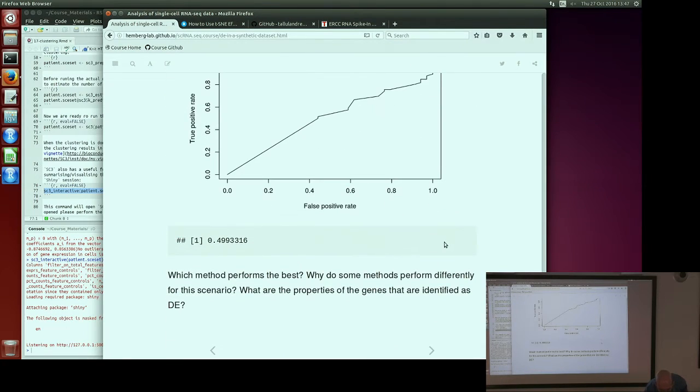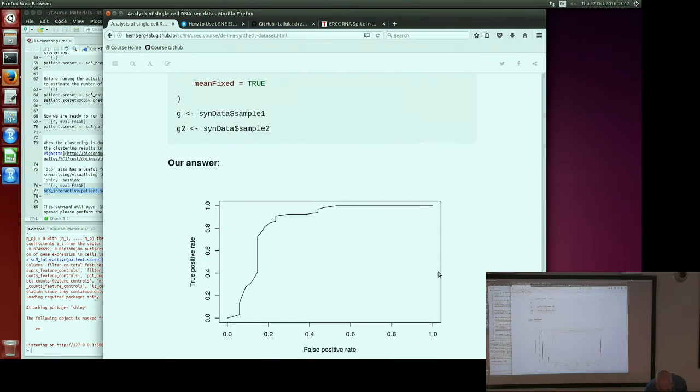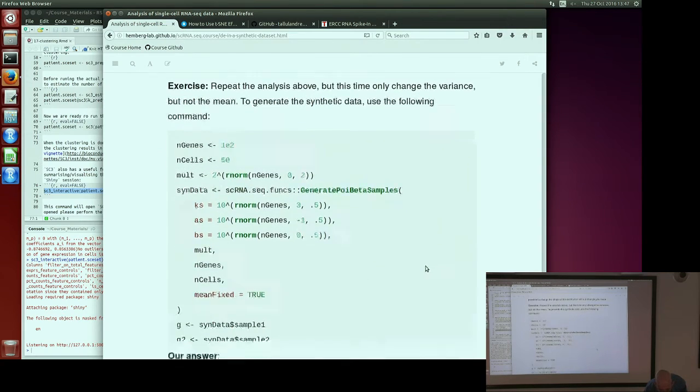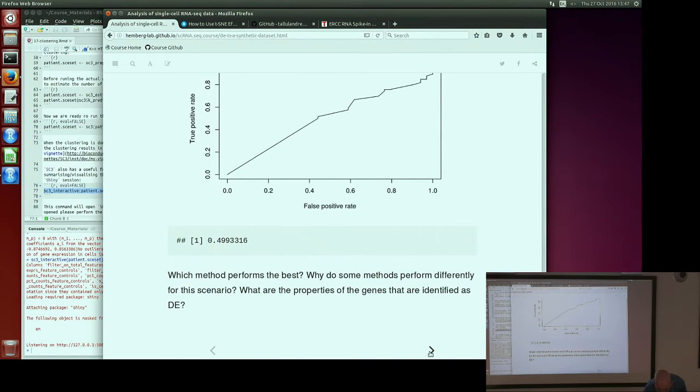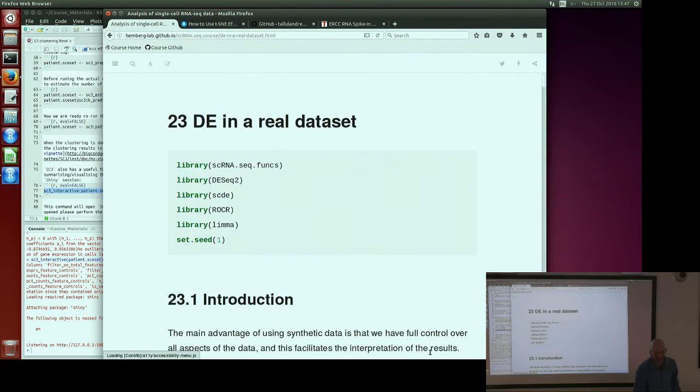So we have an exercise on that bit. I think I will proceed to looking at some real data instead, and then we can return to that bit later on, when you're working more independently and not as a group.